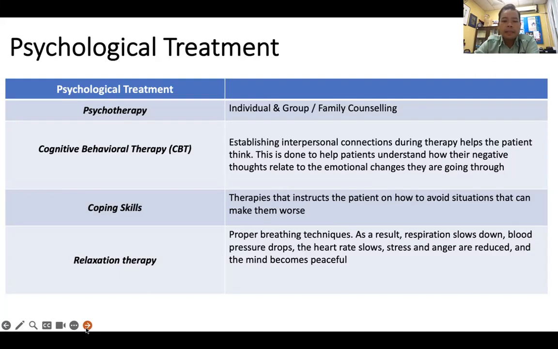The therapist instructed the patient on how to avoid situations that can make him get worse and worse. And finally, relaxation therapy has also been done for this patient, and he was taught the proper technique of breathing. As a result, the patient's respiration slows down, the blood pressure drops, the heart rate slows, and the stress and anger are released, and the mind becomes peaceful.